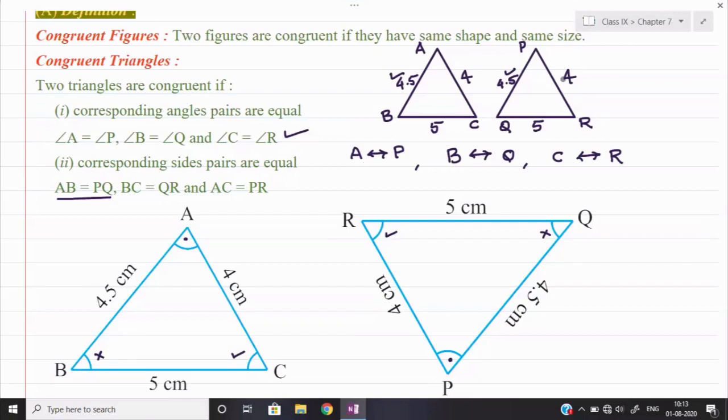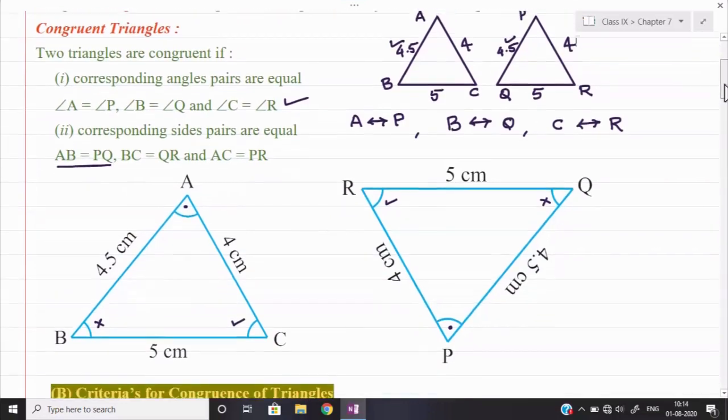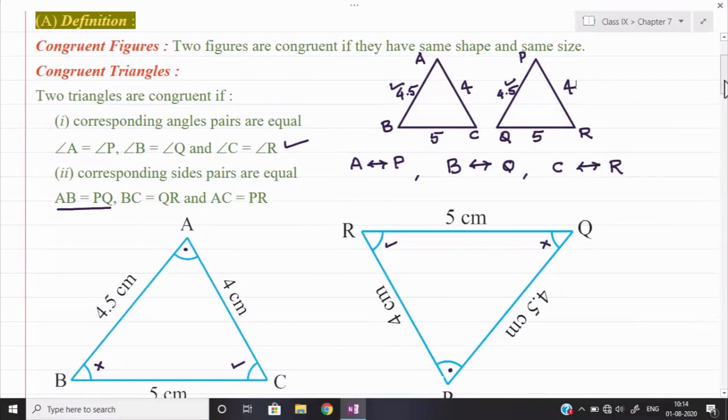To define the same size, we require 2 things to be equal here. All the pairs of corresponding angles should be equal, and all the pairs of corresponding sides should also be equal. So these 2 things are required to be equal. Now the problem is, when we deal with these things in problems, we will not get the triangles congruent so easily every time.